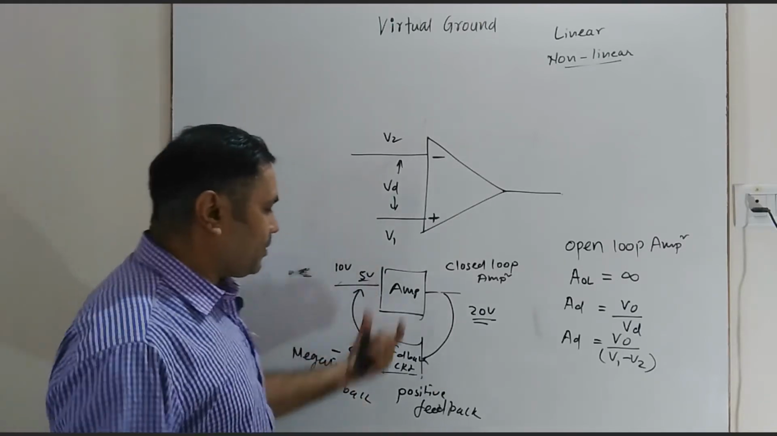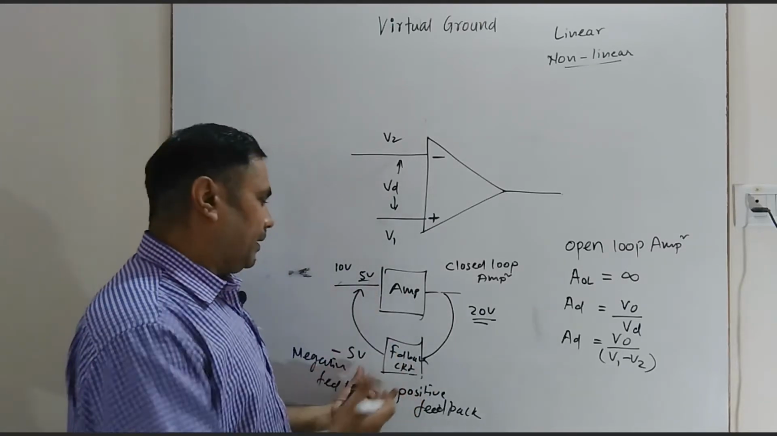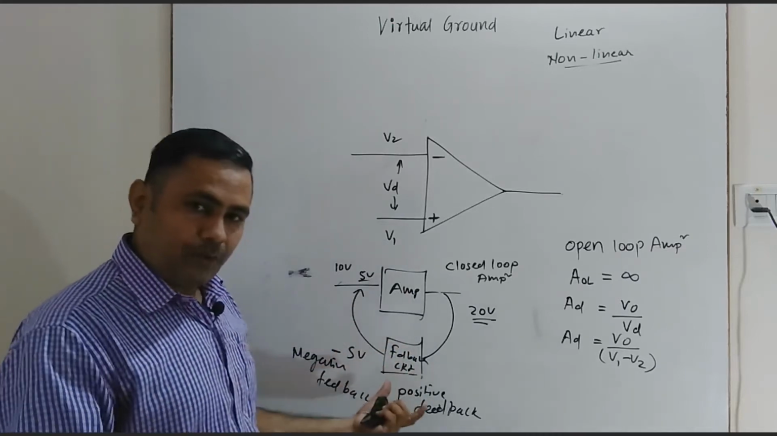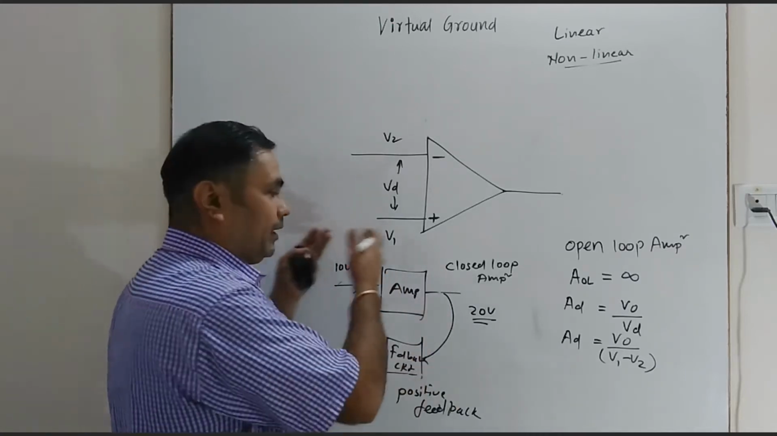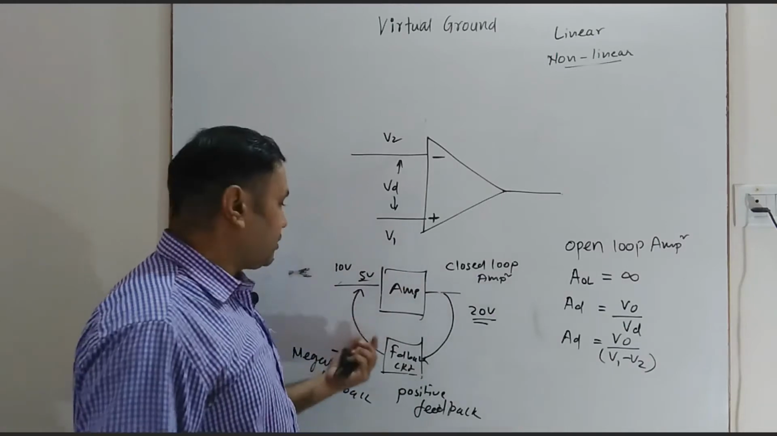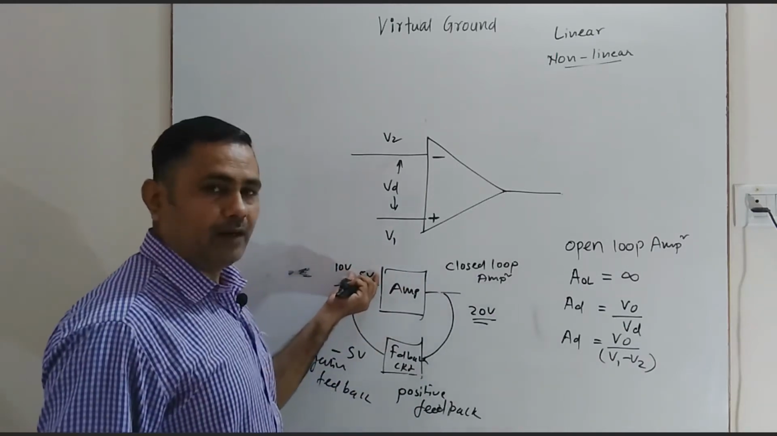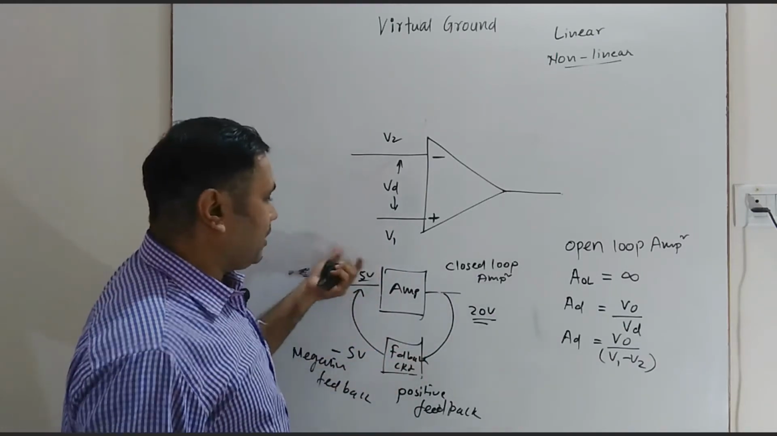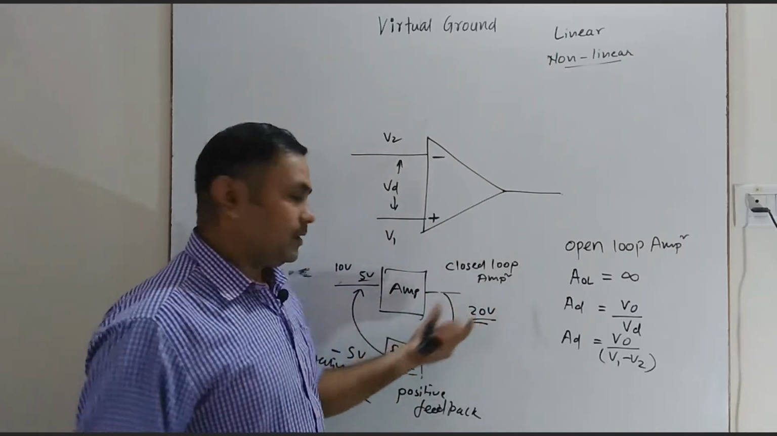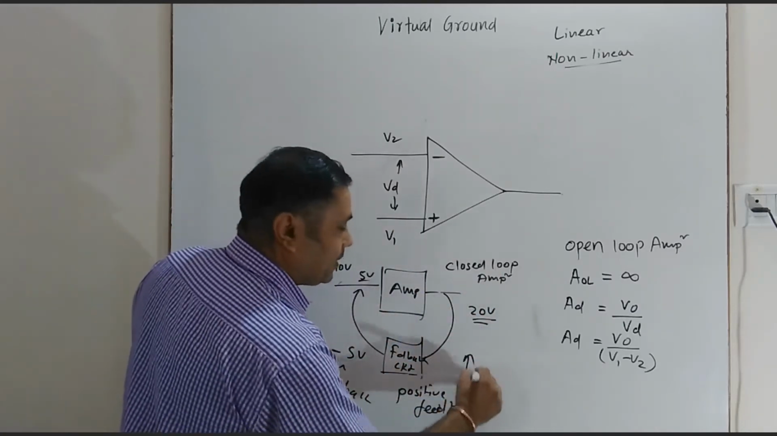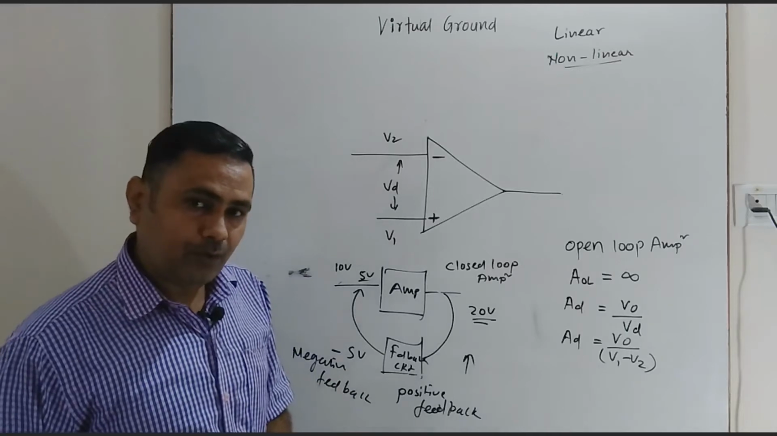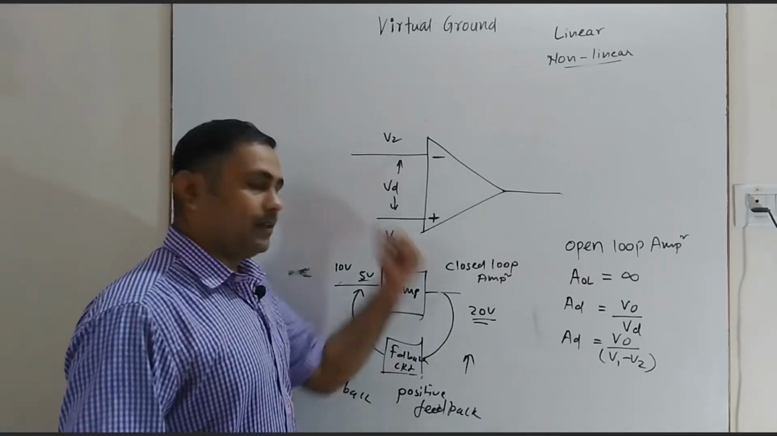So there are two types of feedback present here. One is called positive feedback. So we can increase the voltage present at the input side. If it is increasing, the output voltage is also increasing. That means the gain of the amplifier is increasing. So if you use the positive feedback, the gain will increase.